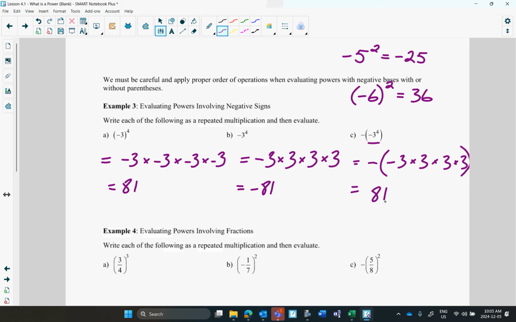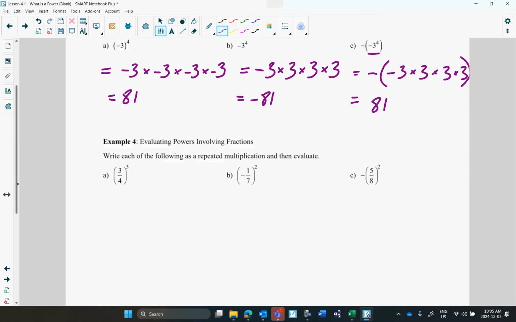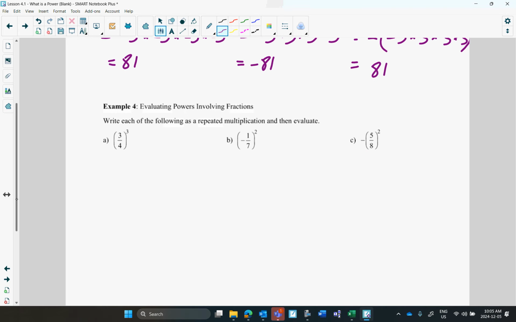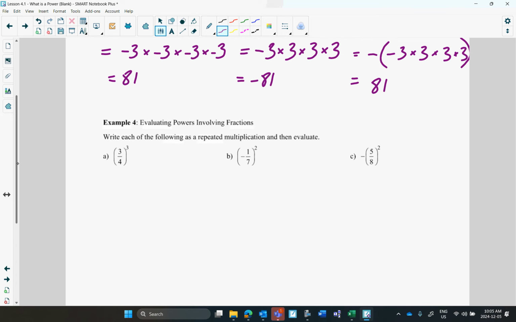What about fractions? Brackets on that, not on the other one. Because I kept the parentheses on this one because I wasn't finished the question yet. Here I was finished the question.